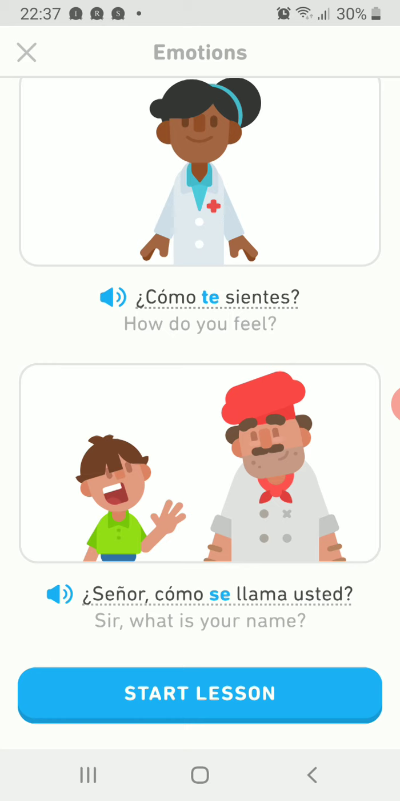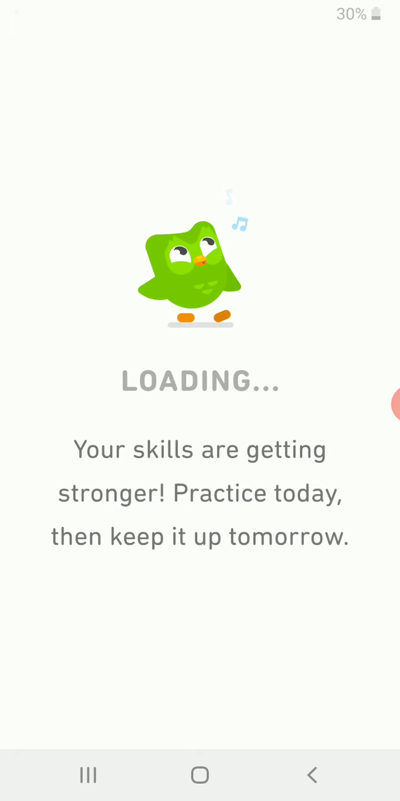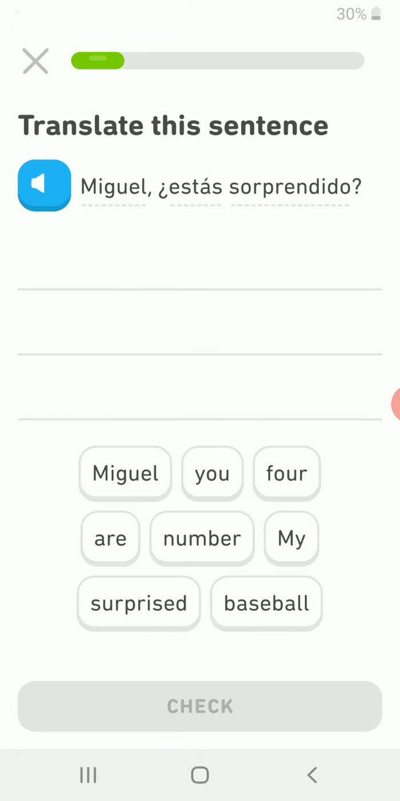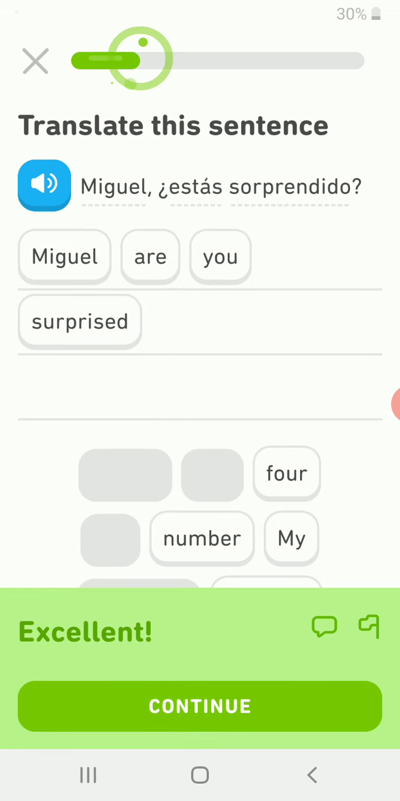Nosotros sentamos. It's not sentemos, but sentamos, I think. So, a ver. It means that we have to see. Let's see. A ver. Miguel, ¿estás sorprendido? Miguel, ¿está sorprendido? Sorprendido means surprised. Miguel, are you surprised?